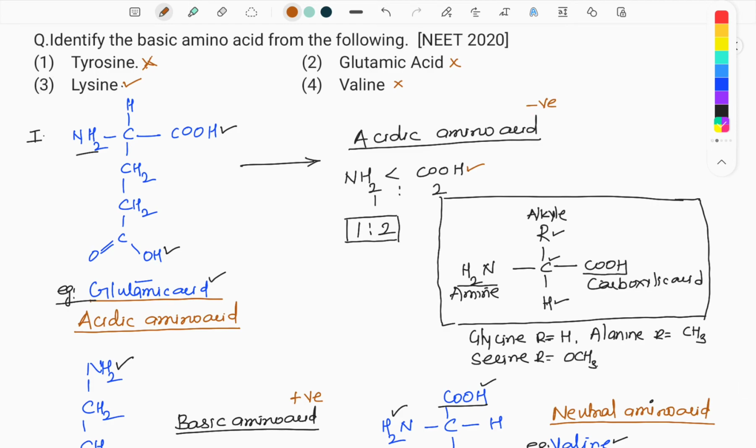Hope you have understood the question very well. It is very basic information about the amino acids. It's being asked every year in NEET. So one must prepare not only the structure but also the number of COOH groups and number of amine groups, so one can understand very easily whether it is neutral, acidic or basic. Hope you have clearly understood the concept of the types of amino acids, right?